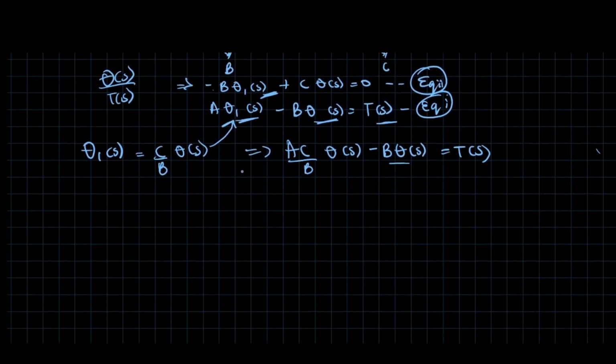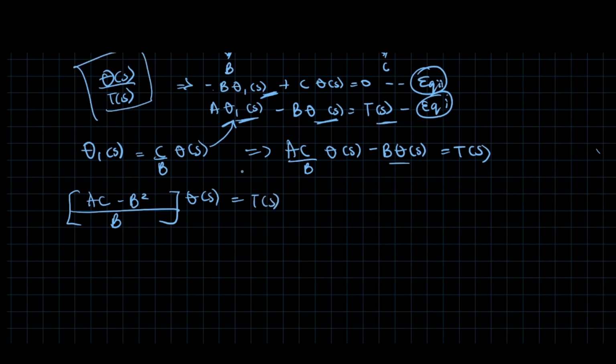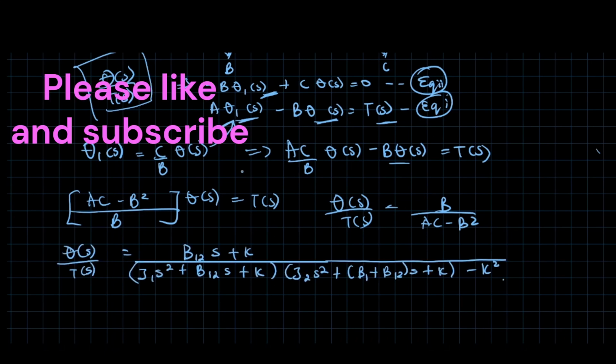Since this is repeating, I'll just factorize it out and take the LCM. So it's going to be over B, AC minus B squared, theta(s) equals T(s). You can now get the transfer function. So theta(s) over T(s) will simply be the reciprocal of this, B over AC minus B squared. Now just substitute back what A, B and C were. So this is going to be your final answer. Thank you for listening. Hope you understood.